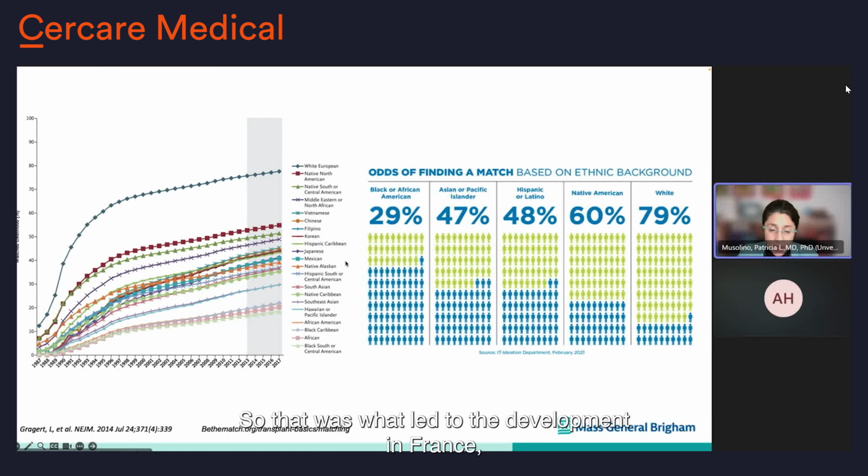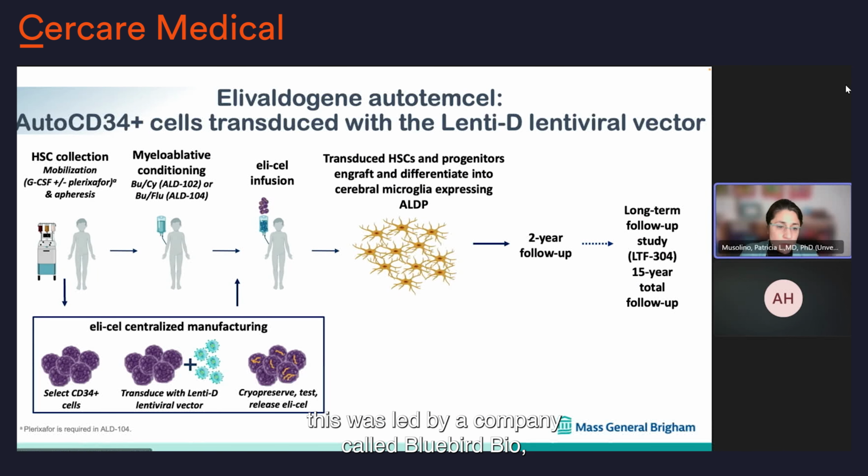So that was what led to the development in France, in fact, of the first gene therapy, using an HIV-derived lentiviral vector to put back the ABCD1 gene into the same cells of the kid, the CD34 cells that we collect by apheresis after we stimulate the bone marrow. This was led by a company called Bluebird Bio, and Dr. Eichler was the primary PI with Dr.